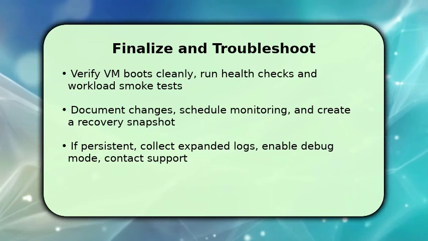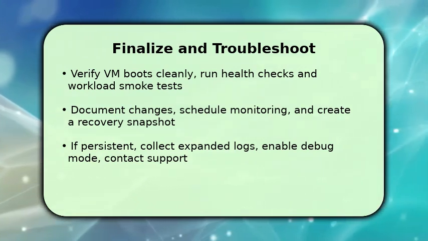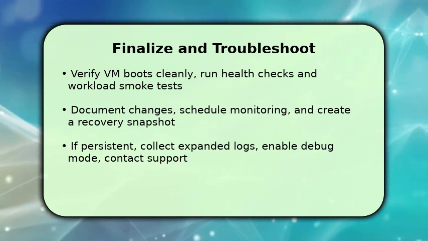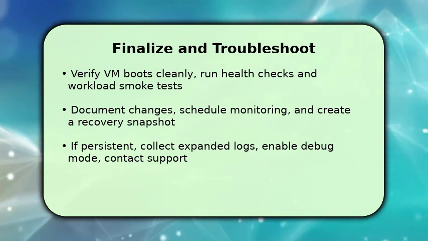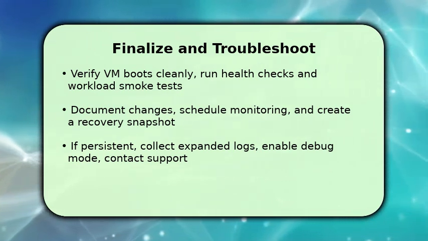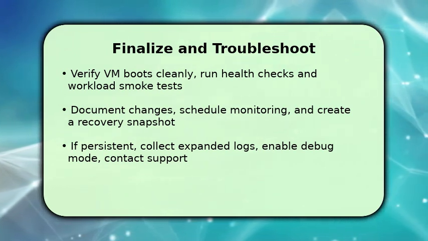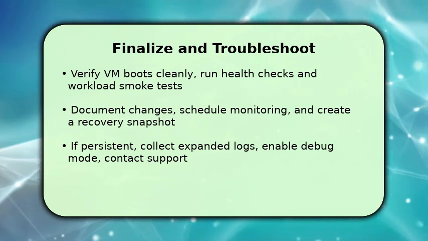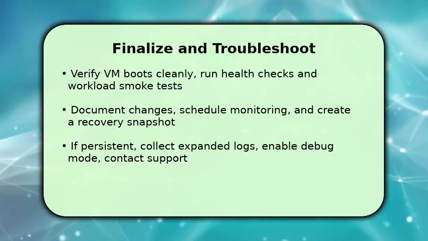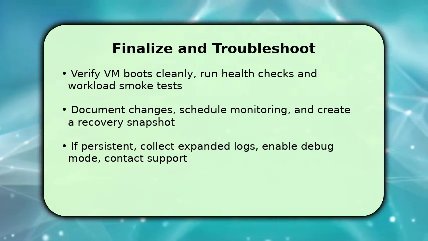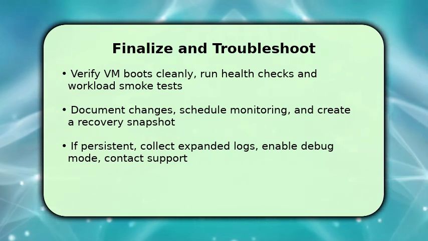Finish by confirming the VM boots and runs expected workloads. Run health and smoke tests to ensure stability. Make sure to document every configuration change, create a fresh recovery snapshot, and enable monitoring alerts so future regressions are detected early. If the problem persists, increase log verbosity and capture extended diagnostics, then reproduce the failure while collecting those logs. If you still cannot resolve it, escalate to vendor support with logs and reproduction steps. This speeds targeted troubleshooting and reduces downtime.